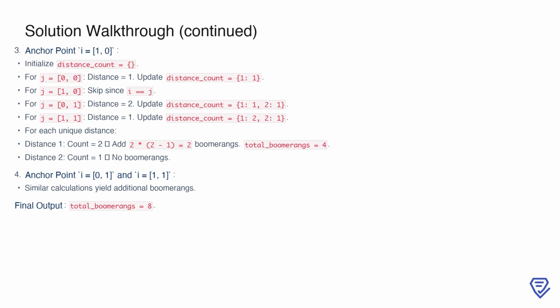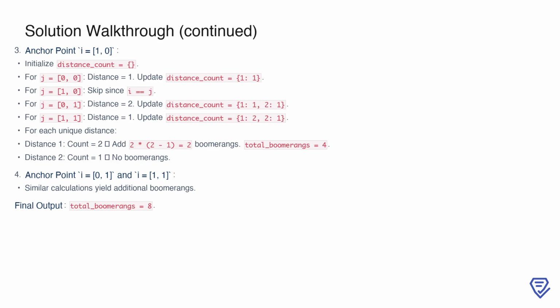Next, with the anchor point i equals 1, 0, we reinitialize distance_count. For j equals 0, 0, the squared distance is 1, so distance_count becomes {1: 1}. For j equals 1, 0, we skip the calculation. For j equals 0, 1, the squared distance is 2, updating distance_count to {1: 1, 2: 1}. For j equals 1, 1, the squared distance is 1, and distance_count becomes {1: 2, 2: 1}.